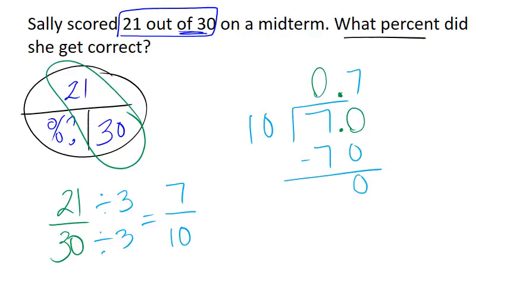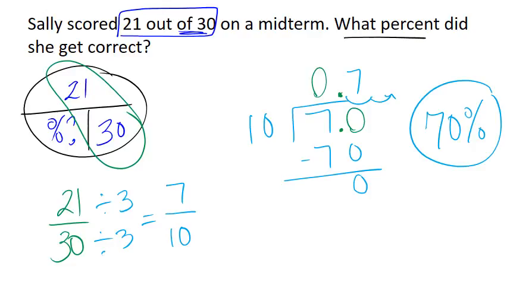Subtract, we get 0. Now this is not the percent. This is the decimal. So we need to move the decimal twice to get the percent, which would be 70%. So she scored a 70%. That's a C. She passed. And that's how you would use the percent circle to figure out your grades.